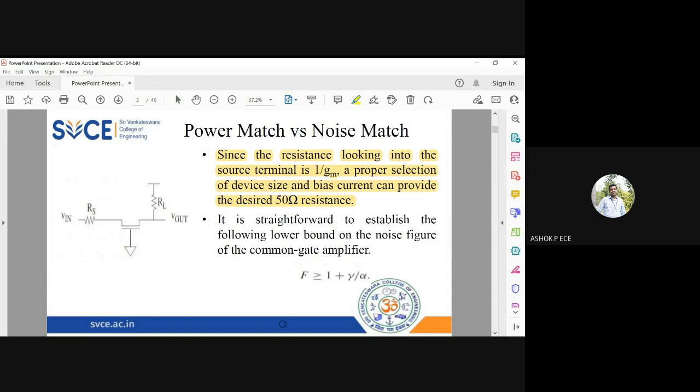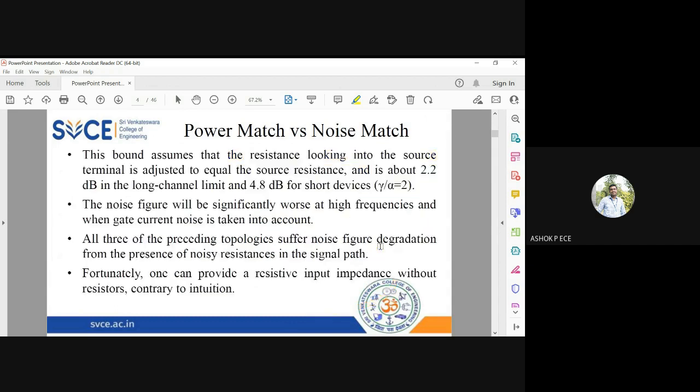For common gate, the noise figure value is given here. It is very, very less when compared to the common source. So when you take the different values, you can find that it is about 2.2 dB for long channel and 4.8 dB for short devices. So 2.2 is very decent and 4.8 is very, very large. So you can use this only for long channel devices.